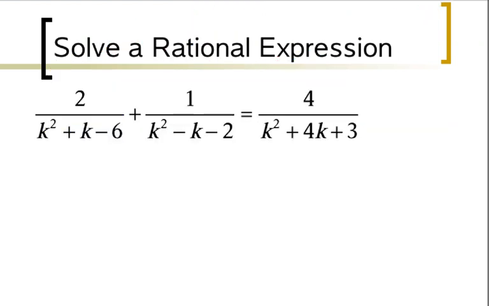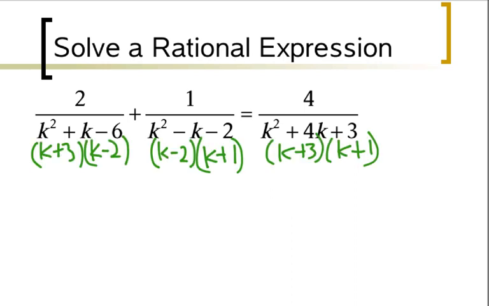One final example. You'll see that each one of these denominators needs to be factored. And so what I'm going to do is factor them for you, and then we'll look at what our common denominators are going to be. Okay, and as you can see here, if you use the magic X, they factor out like this.